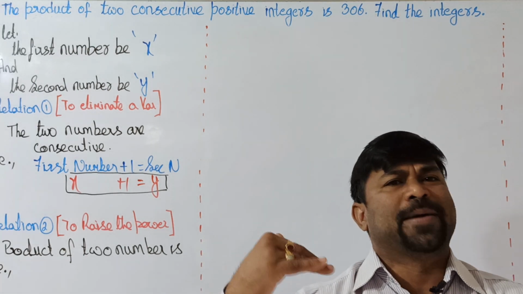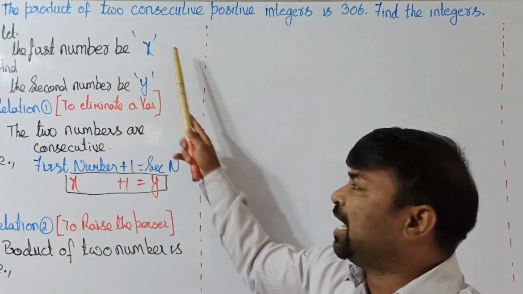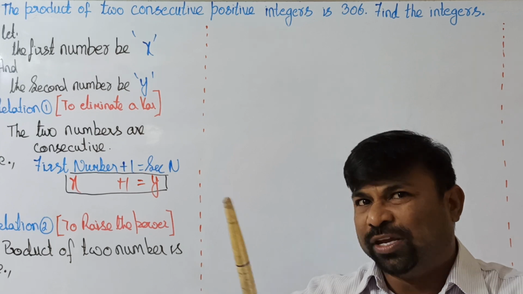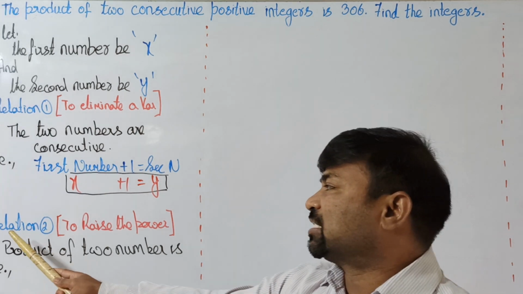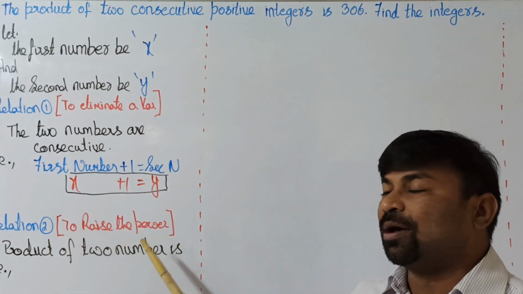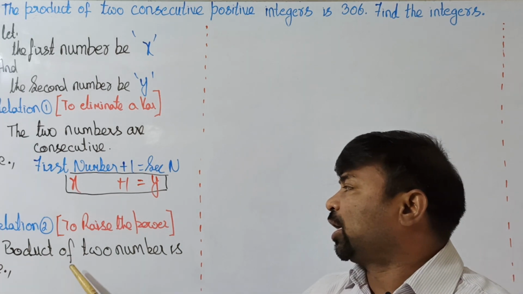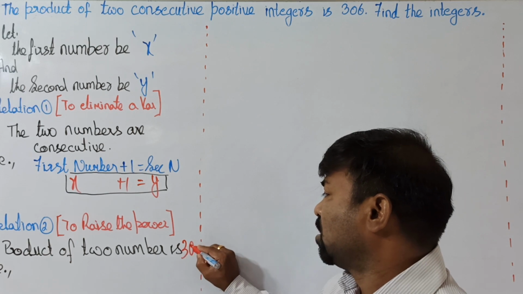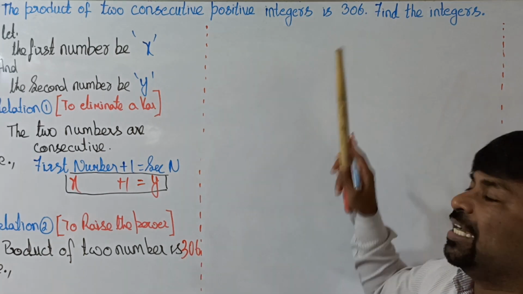So we have eliminated one of the variables. We are left with only one variable, but we need to raise the power now. So what is the second relation he has given? To raise the power, what is the relation he has given? Product of two numbers is 306.